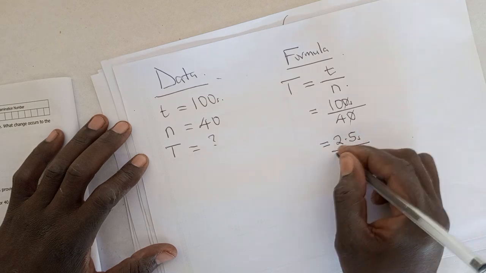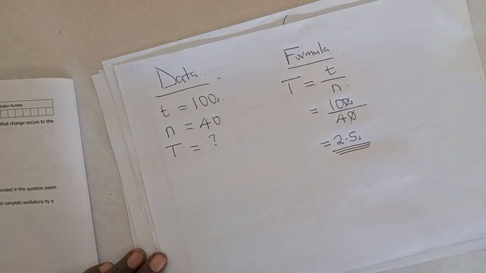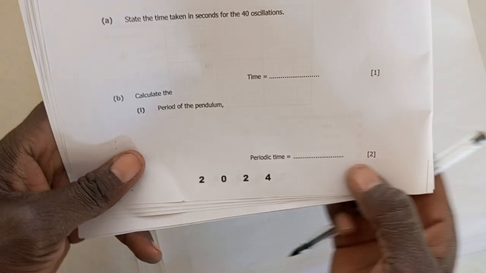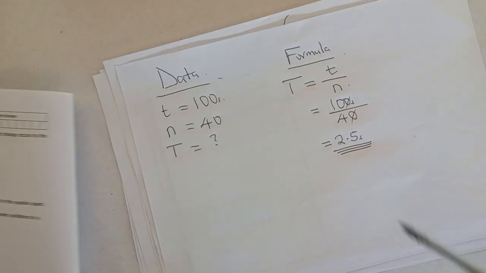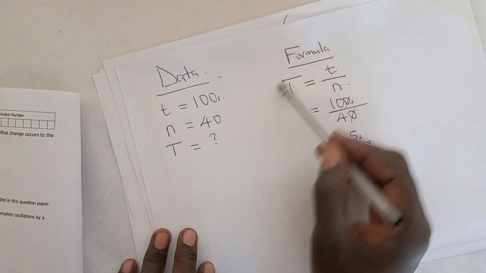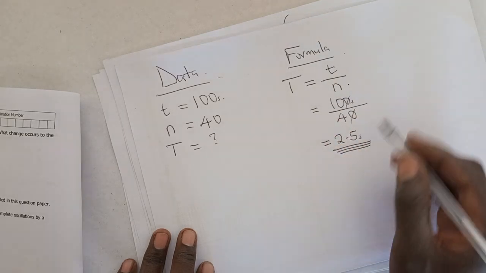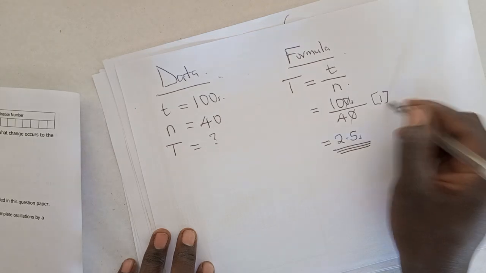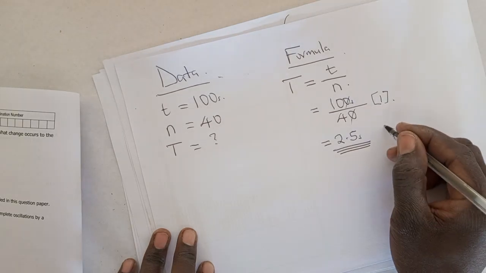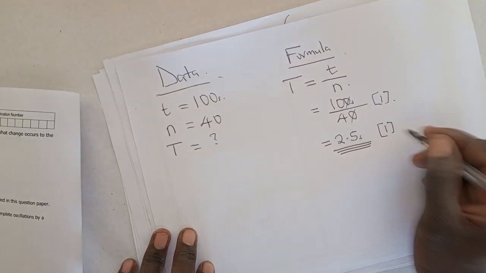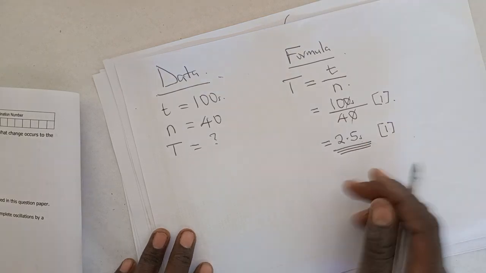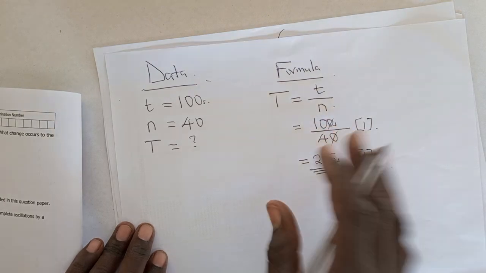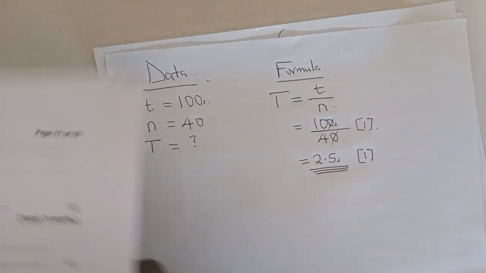The answer is 2.5 seconds. Now, what the examiner will give you: this question has 2 marks. 1 mark is not for the formula. There is no mark for a formula. The 1 mark is for correct substitution into the formula. The other mark is the correct answer with appropriate units. That is what the marker is going to reward you with. Okay? So we move on to the next question.